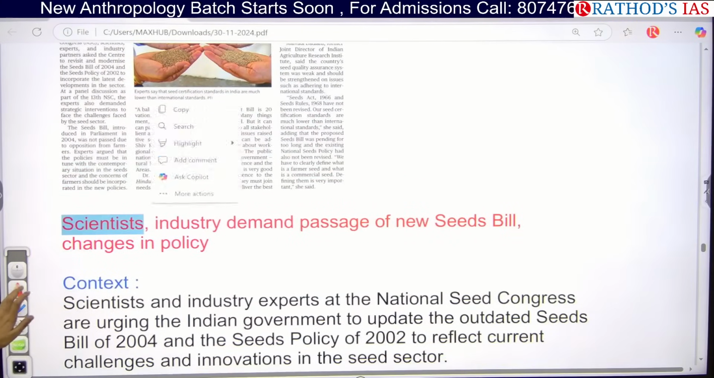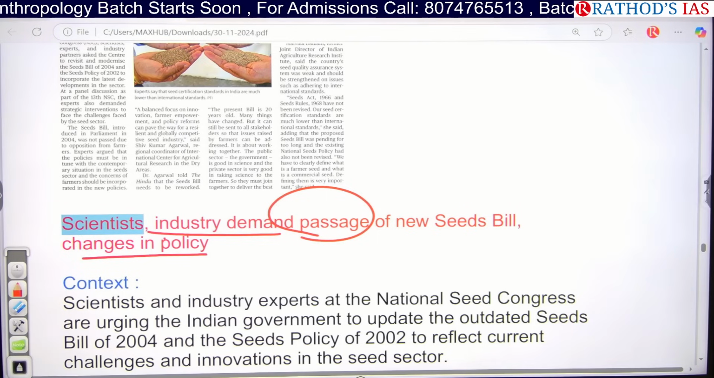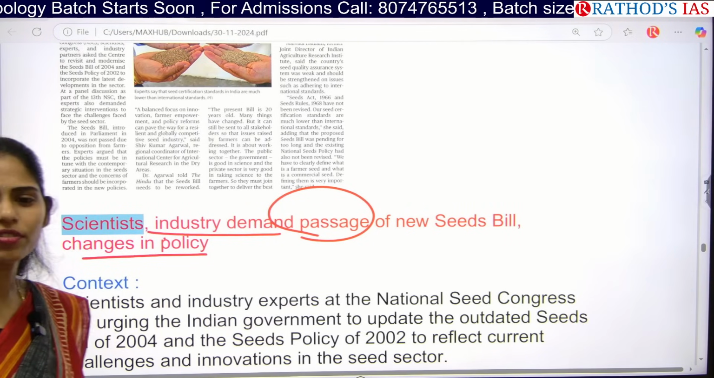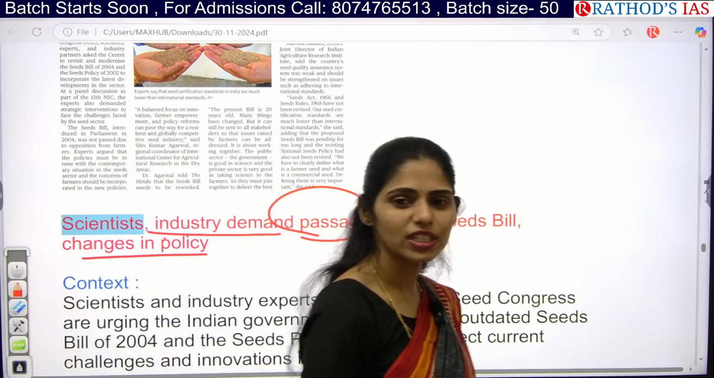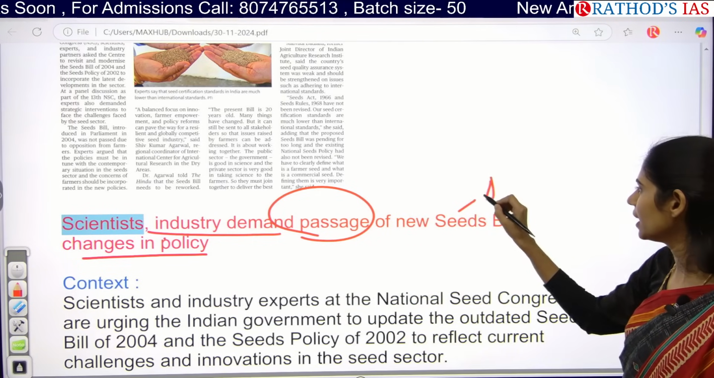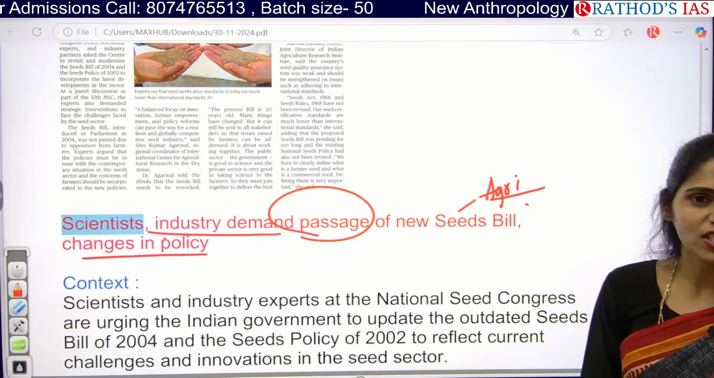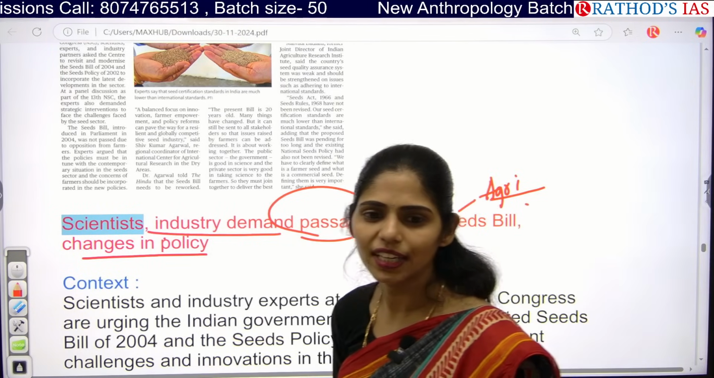Okay, scientists, industry demand for the passage of new seeds bill, changes in policy. So we are going to come up with a new seeds bill. Why we need new seeds bills? So seed is related to agriculture. So what is happening in agriculture? So very important problem in our agriculture is we are not getting good quality certified seeds.